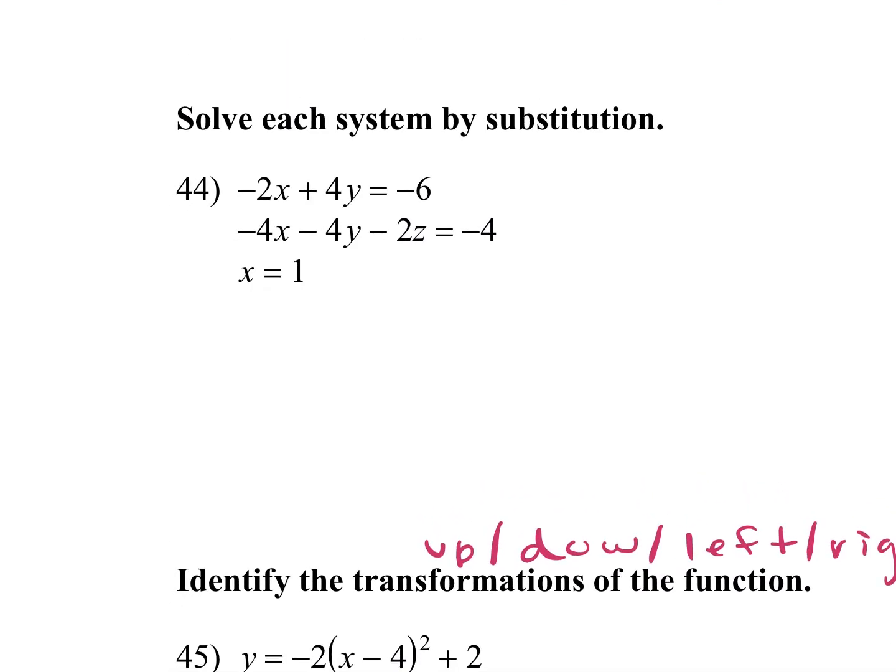So we have to solve each system by substitution. So this is when we start with the one variable, move to the 2, and then plug it into the 3. So we're going to start with x is equal to 1. We plug it into the equation with 2 variables, so that would be the first one. So we have negative 2 times 1 plus 4y is equal to negative 6. Then from here we just have to solve for y. So what should I do first?